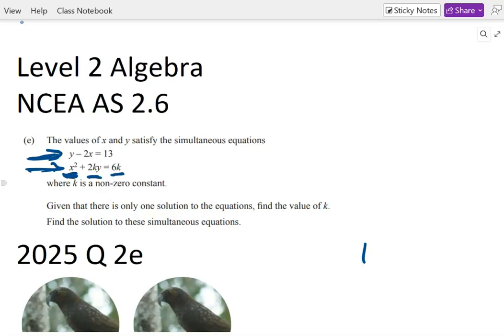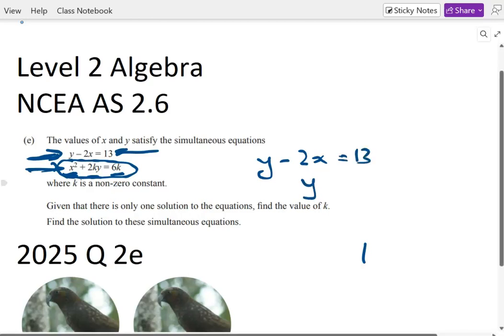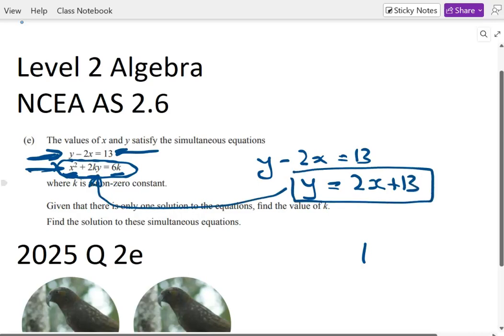What jumps out at me is that we can turn this into a quadratic in x if we start with this first one and we rearrange. So we've got y minus 2x equals 13. We can rewrite that as y equals 2x plus 13, and then we can substitute it in here. That's going to give us a quadratic. And we're told that there is only one solution to the equations, so find the value of k. It's kind of screaming, this is a discriminant problem to me. And then we have to find the solution to these simultaneous equations.